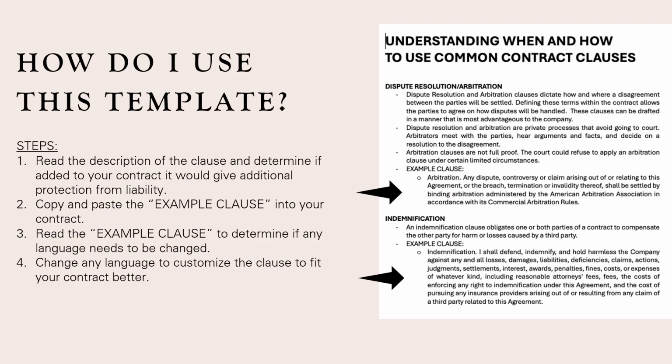When looking at this template, there are going to be different sections with different clauses in them. The beginning of the section will say what the clause is about, and then they'll give an example clause. So what are you to do? You'll read the description of the clause and determine if adding it to your contract would give additional protection from liability. Then go to the example clause below. You'll copy and paste this into your contract, put the heading just as it is, and then read the clause. There may be some sections where you need to change this to customize your contract better.